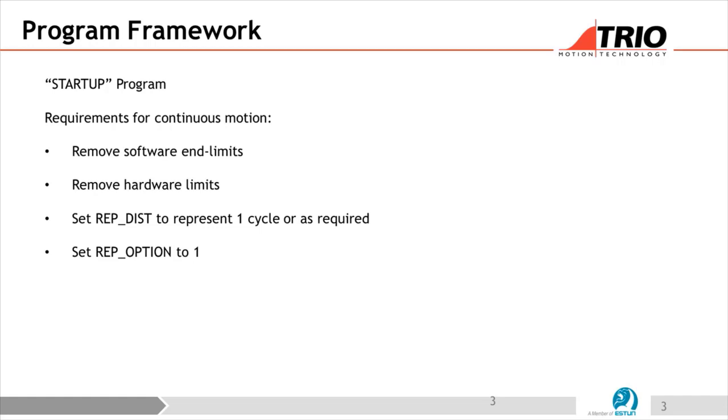Now when we get into this kind of motion, we're in a different world to when we're doing point-to-point, because if it's a continually moving machine, there are no end limits. So we need to make sure we don't have software end limits set in our program. So our initialization is different. We don't have any hardware limits generally.